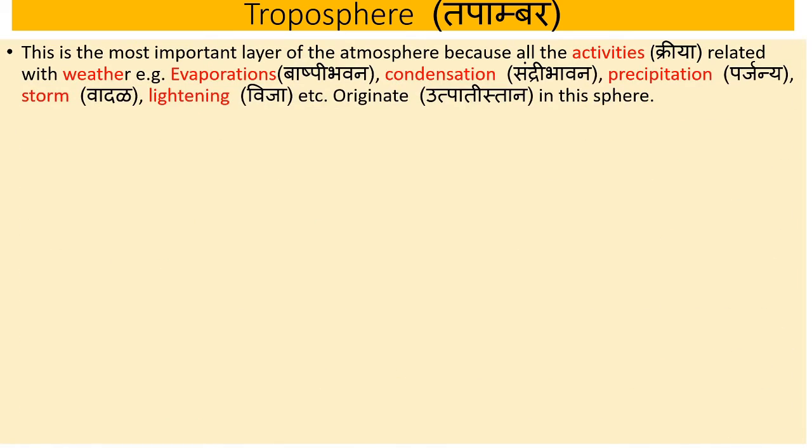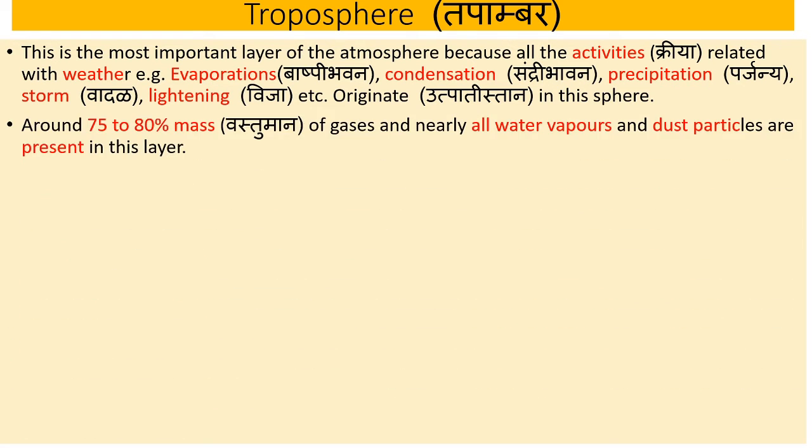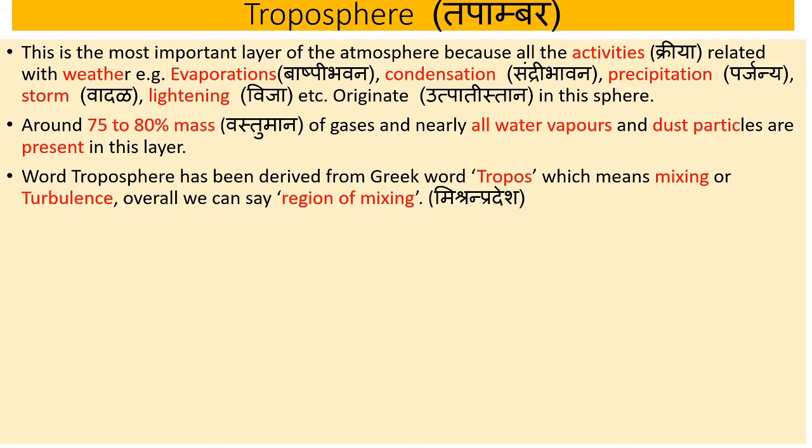So this is the most important layer of the atmosphere because all the activities related with weather such as evaporation, condensation, precipitation, storms, lightning, etc. originate in this sphere. Around 75 to 80% of mass of the gases and nearly all water vapor and dust particles are present in this layer. Word troposphere has been derived from Greek word tropos, which means mixing or turbulence. Overall, we can say troposphere is the region of mixing.